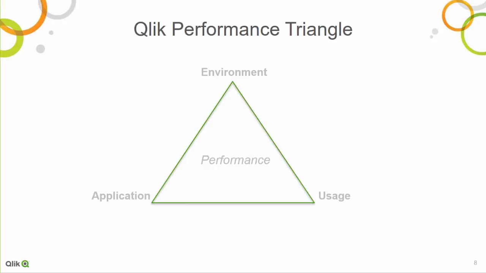To make it easier to remember, we use a term called performance triangle here to help us manage those key impacting factors of performance and also to show how they are connected to each other and how they also interact with each other. In this diagram, you can see there are three groups to categorize those factors. We have environmental factors, we have application design factors, we have usage pattern factors.